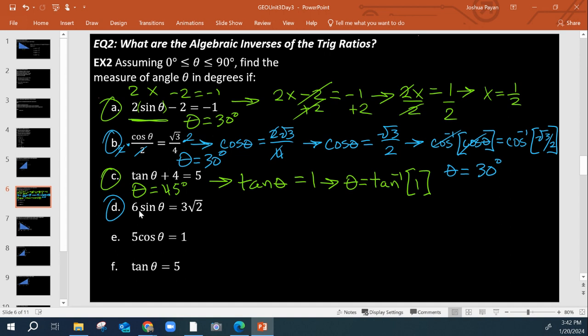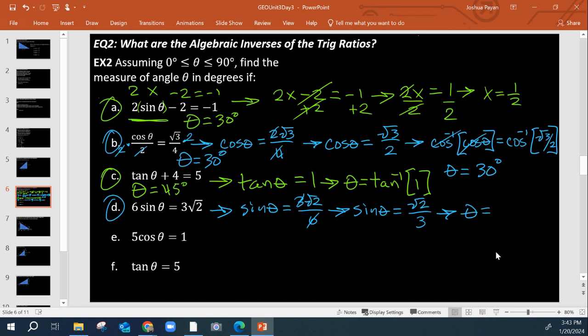Let's keep this going. So this one's pretty straightforward. I'm just going to divide by 6 on both sides, right, to get sine theta by itself, right? So I know my next line of work is simply going to be sine theta equals 3 square root of 2 over 6. 3 over 6 reduces down to 1/2. So now I've got sine theta equals square root of 2 over 2, right? Because 3 divided by 3 is 1. 6 divided by 3 is 2. Okay, so now final answer.